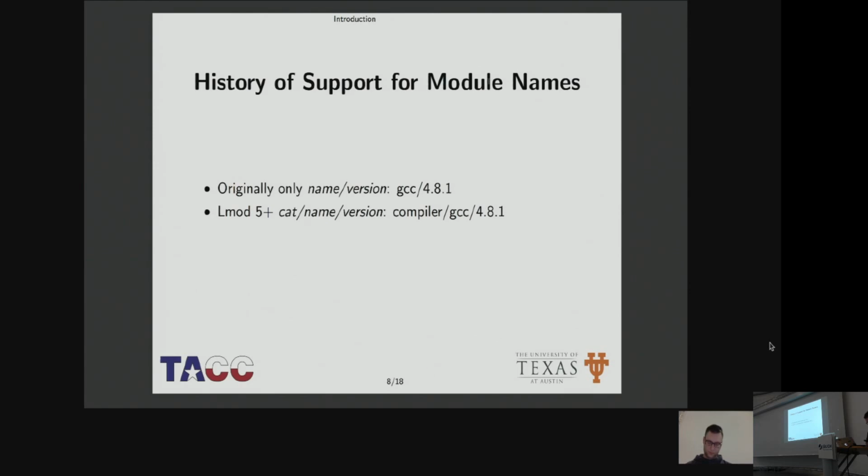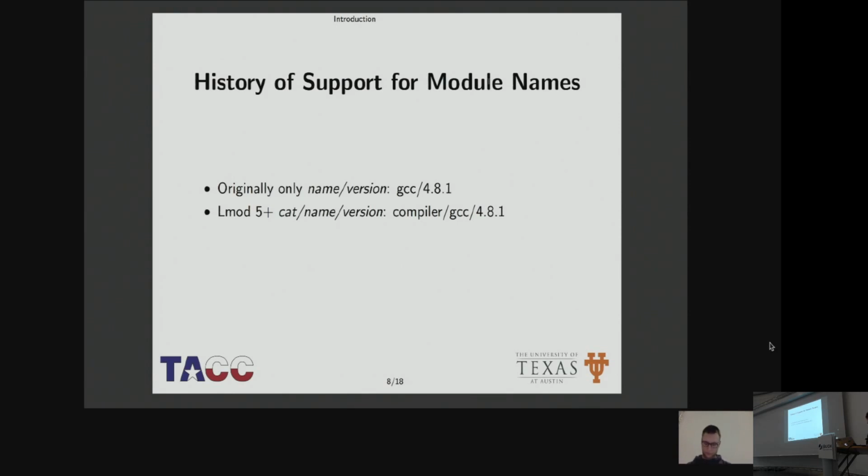And when I say short name, for compiler GCC 4.8.1, the short name would be compiler/GCC, and that would be the one that is unique. So if some site had a GCC and a compiler GCC, those could both be loaded at the same time because the short names are different.